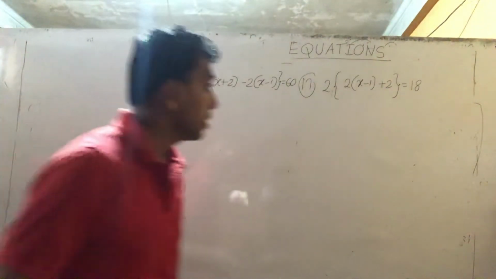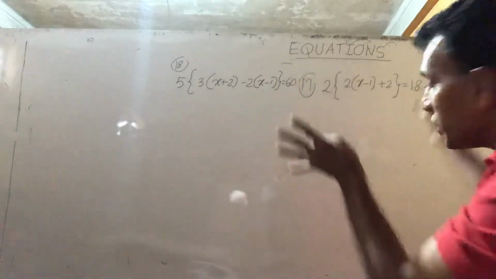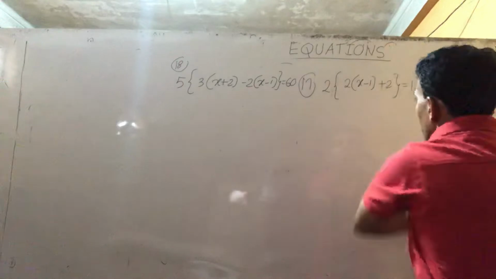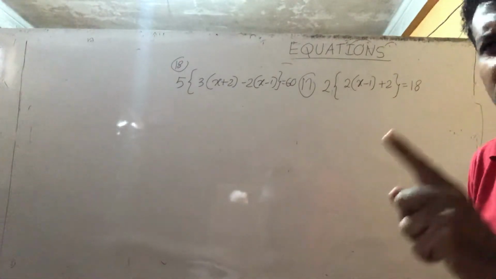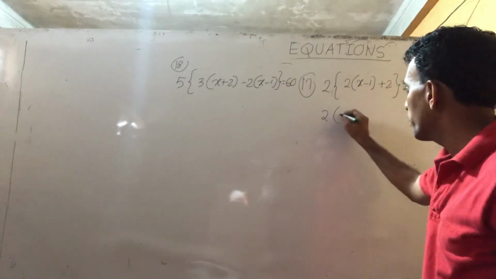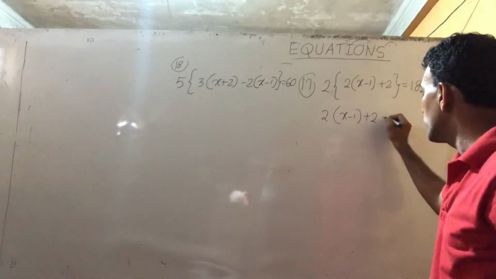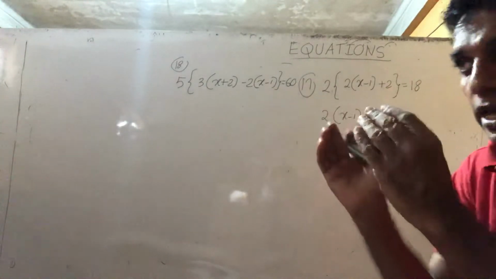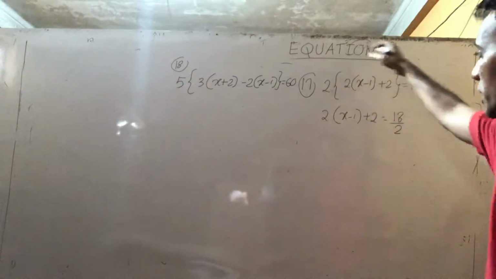So this is everything outside 2, right? Therefore 2 is multiplied with this bracket. It's easier here to take this 2 to the other side, because 18 is divisible by 2. That method is easier than the other method for this question. Therefore 2 into (x minus 1) plus 2 equals 18 divided by 2. If a value is multiplied with a bracket, take that to the other side and divide.